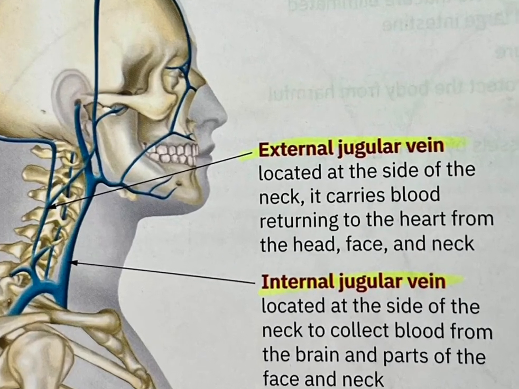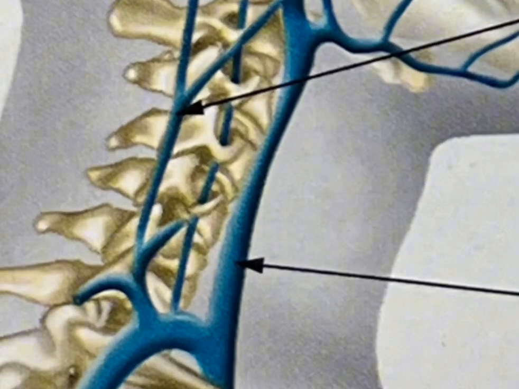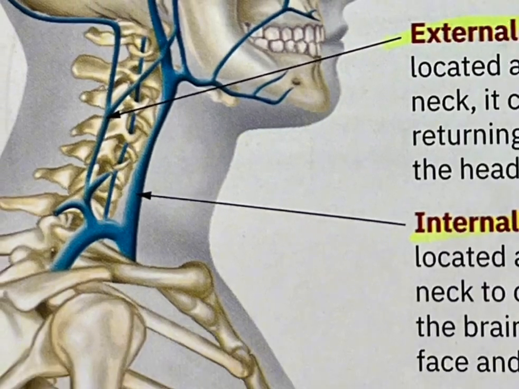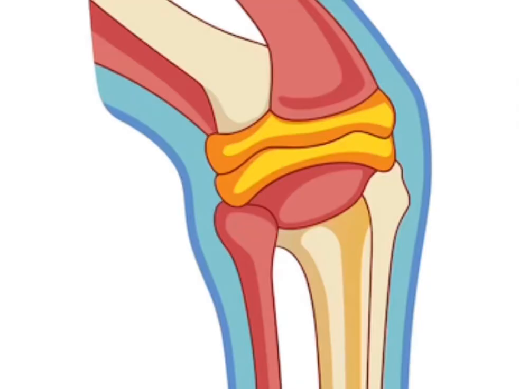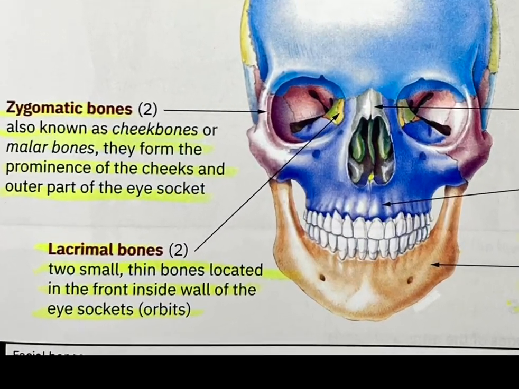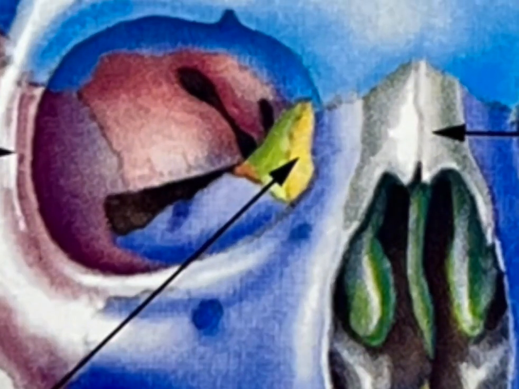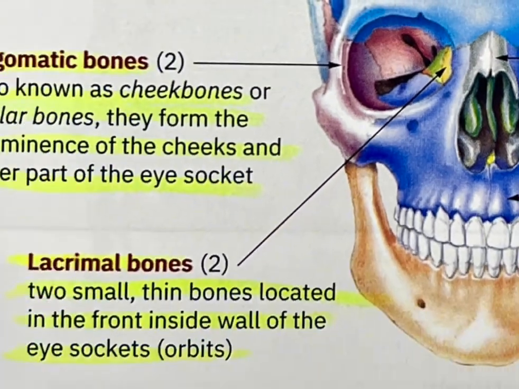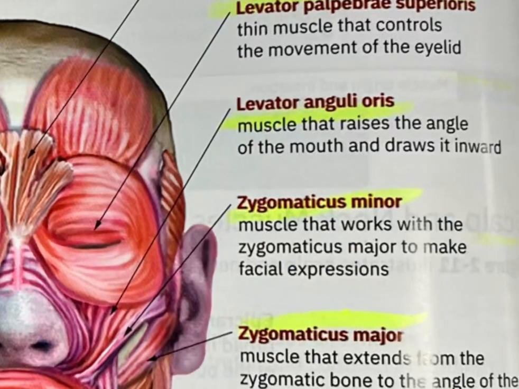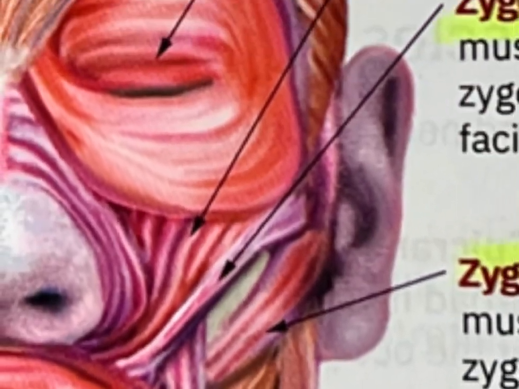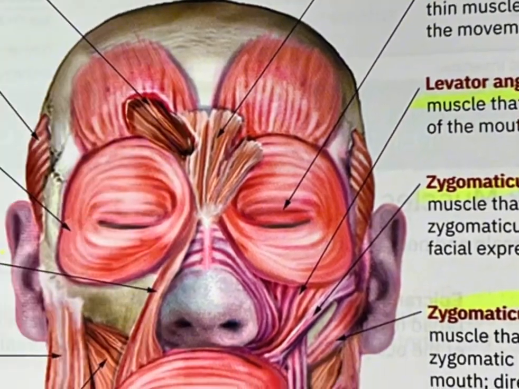Internal jugular vein, located at the side of the neck to collect blood from the brain in parts of the face and neck. Joint, connection between two or more bones. Lacrimal bones, two small, thin bones located in the front inside wall of the eye sockets. Levator anguli oris, muscle that raises the angle of the mouth and draws it inward.